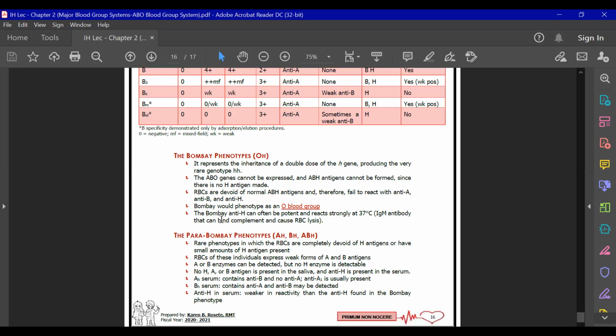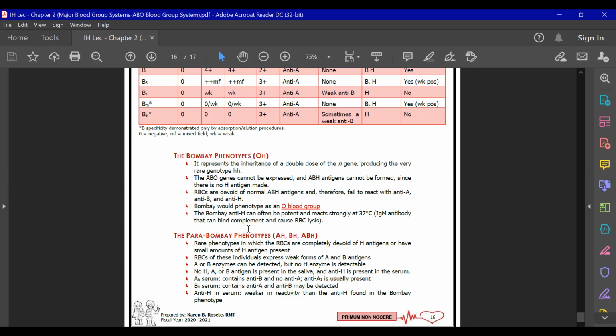In here, the Bombay anti-H can often be potent. Why is there anti-H in their serum or plasma? Because they do not have H antigen on their red cells. So individuals having the Bombay phenotype have anti-H in their serum or plasma, basically because they do not have H antigen present on their red cells.